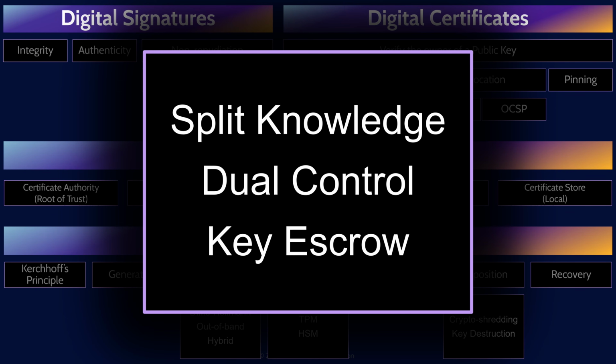Key escrow. A copy of the encryption key is stored, kept in escrow, with a trusted third party. If you need to recover the key, you ask for a copy of the key stored with the trusted third party.